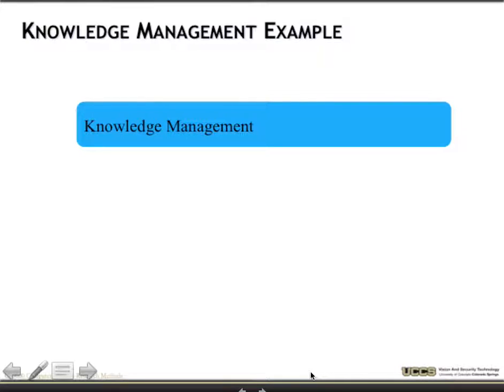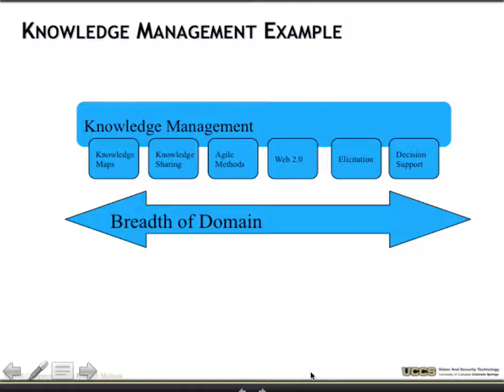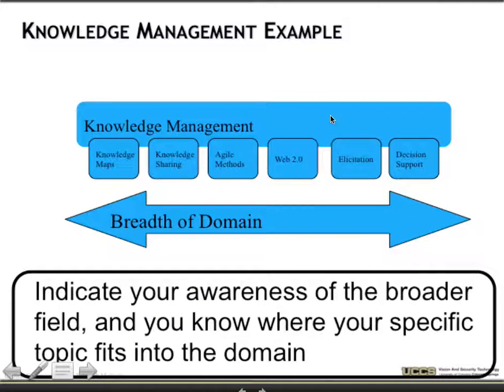So when you go to do the breadth of research in knowledge management, we might have a couple of papers where we talk about knowledge management, things like knowledge maps and knowledge sharing and elicitation, decision support systems. All of these are topics within the broader domain of knowledge management. And you want to cite some of these for two reasons. They indicate your awareness of the broader field, and you know where your specific topic fits within the domain.